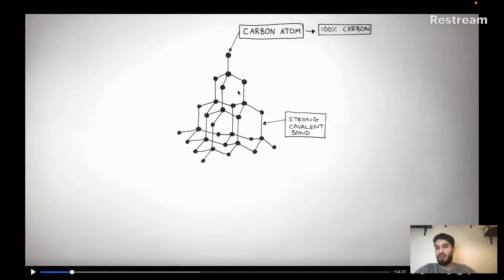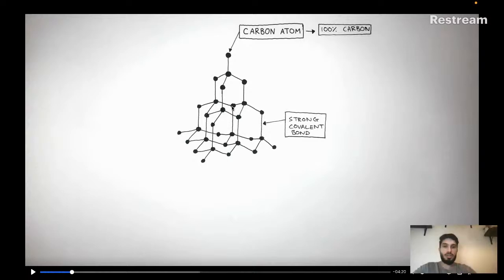Now, we say this is a giant covalent structure because there are going to be billions and trillions of carbon atoms in this structure, which can be bigger or smaller depending on how many carbon atoms are in the structure. Whereas carbon dioxide will only ever have one carbon atom and two oxygen atoms. And between each carbon dioxide molecule is space, where there are intermolecular forces between the molecules, which are weak.